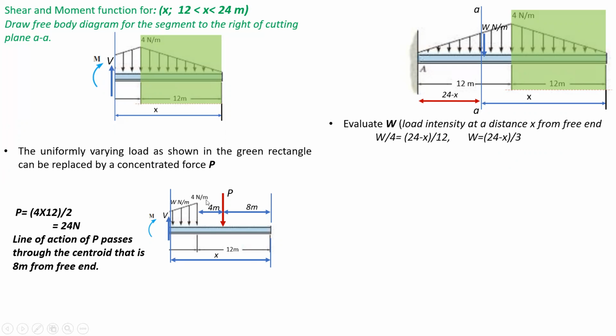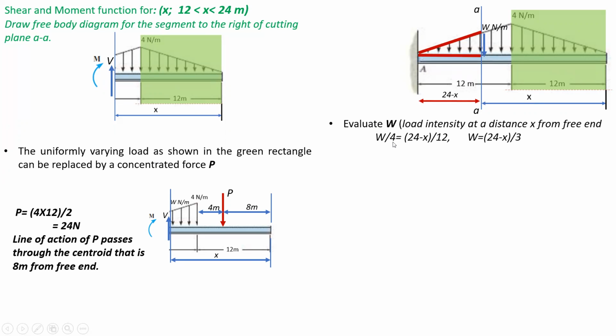Now again we can see that this trapezoidal area in this figure is having a load distribution that is varying from 4 Newton per meter to W Newton per meter at the section X. So the first step now will be to calculate this load intensity W at a distance X. For this also we will apply the similarity condition between these two triangles, one highlighted in red and the other the white region.